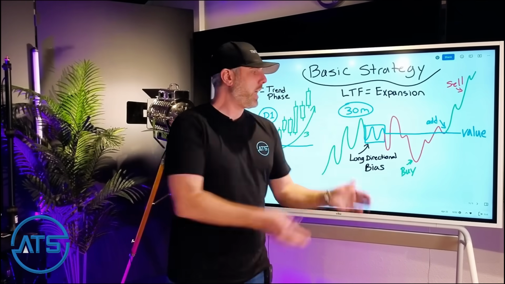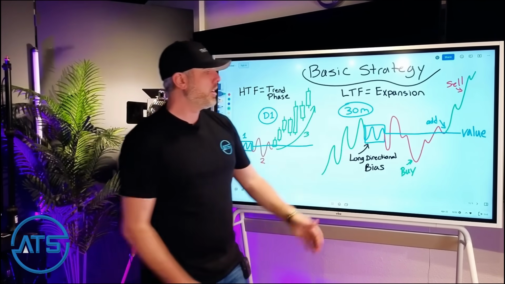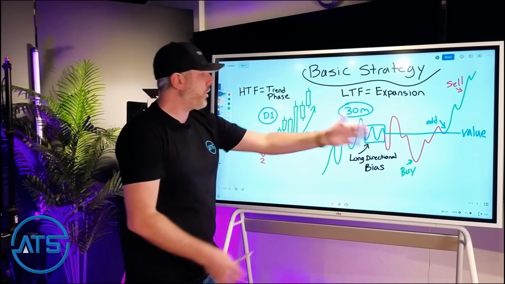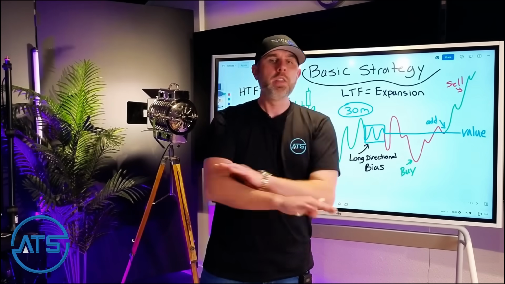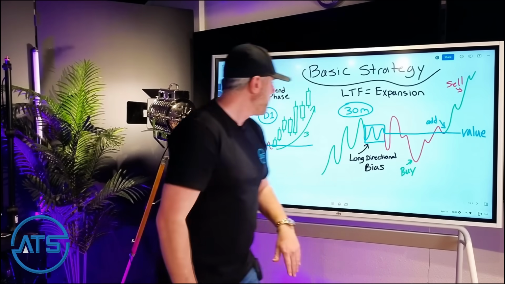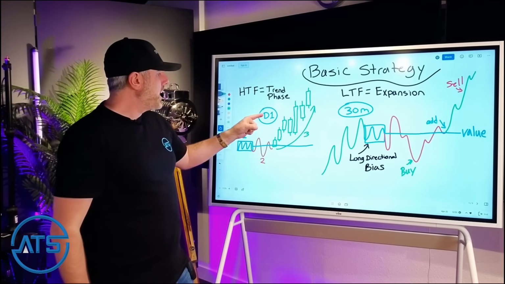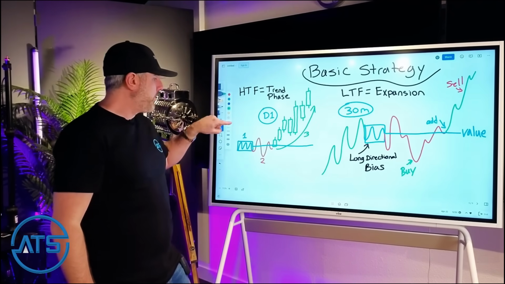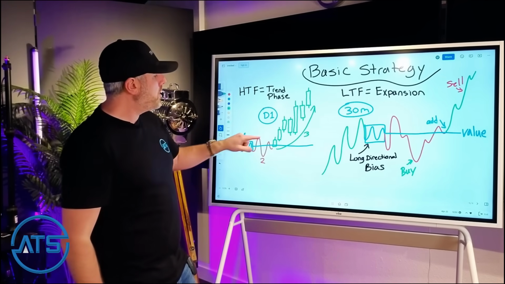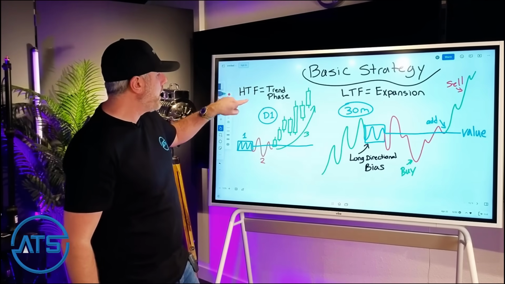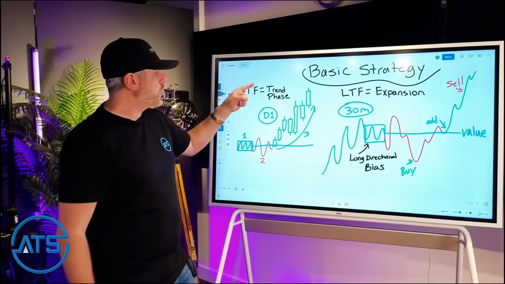Now you can use a 5-minute and a 4-hour. You could use a 15-minute and a daily, a 30-minute and a daily. You could use a 4-hour and a monthly. It really doesn't matter. The concepts all work the same. So on this one, we have the daily chart, which we've identified the first, second, and third market phases. So what you want to do is you want to take your higher time frame and you want to find one that is in the trend phase.